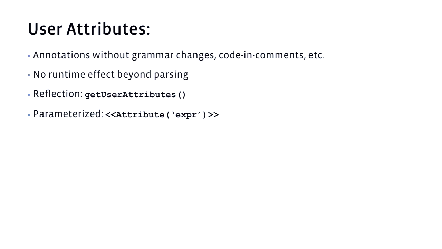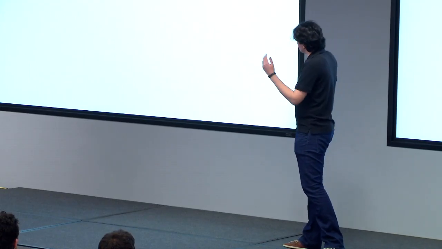As I mentioned, programmer added user attributes don't have a runtime effect beyond parsing, other than that they're available through reflection. So reflection class, reflection method, and reflection parameter all have these get attribute functions. And if you want to parameterize them, you can provide each attribute with a comma separated list of scalar arguments and then get those back through reflection.